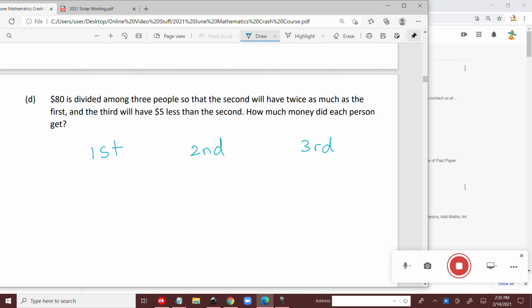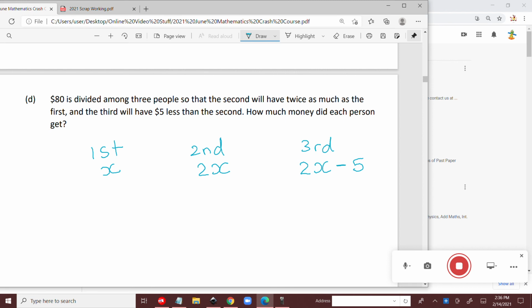Nowhere in the question do they mention how much the first person got, so I have no idea how much the first person got. When you don't know something in maths, you put an X. They said that the second person will have twice as much as the first. So if the first person got X and the second person got twice the amount, then he got 2X, 2 multiplied by X. And the third person will have $5 less than the second. So the second person got 2X and he's getting $5 less, so that means we're minusing 5.